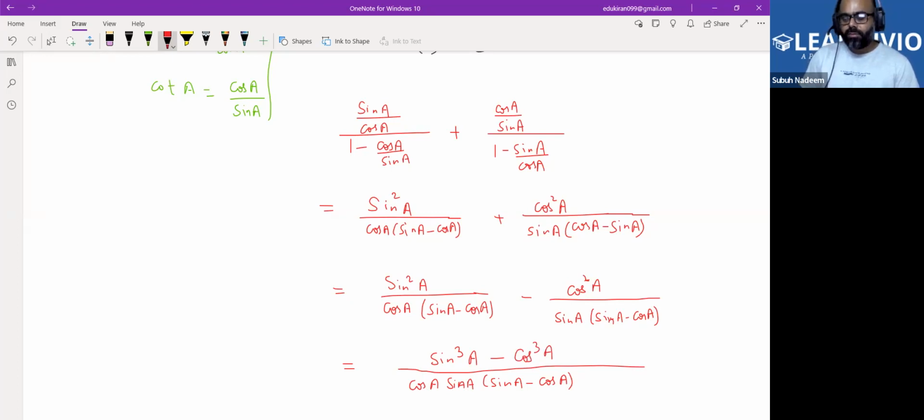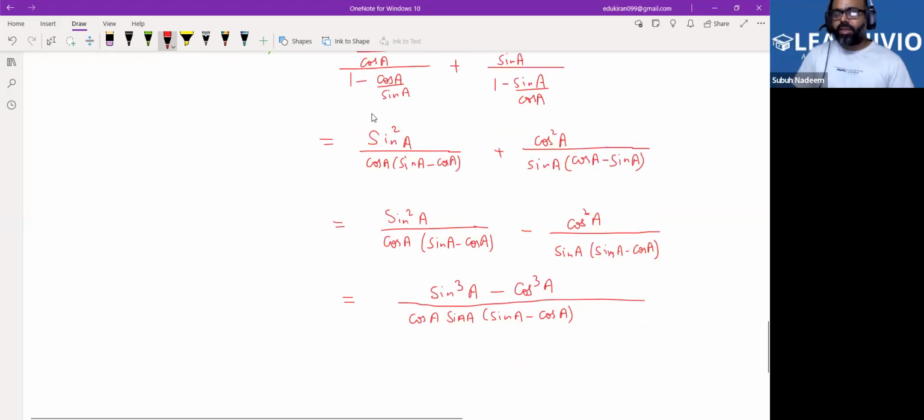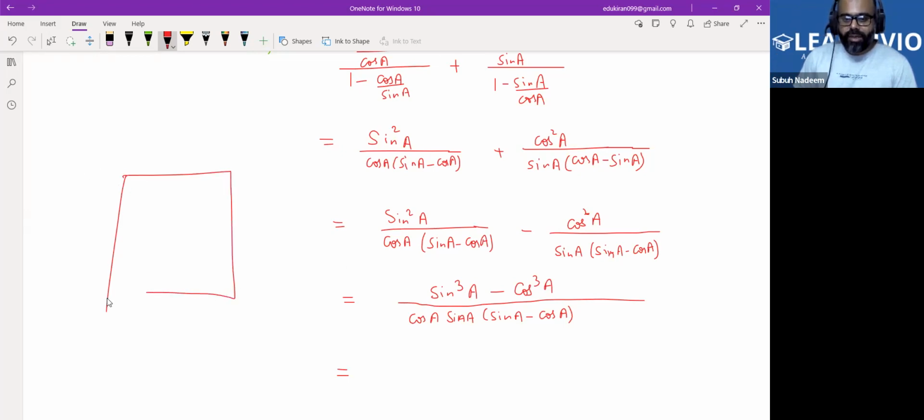Yes, sir. Fine. Now you can apply a cube minus b cube. What is the identity of a cube minus b cube? Do you remember? Sir, a square plus b square. No, that is not the identity. It is a minus b into a square plus ab plus b square.